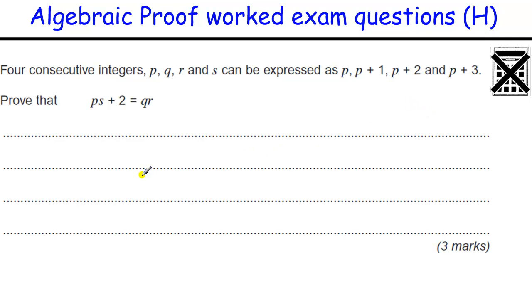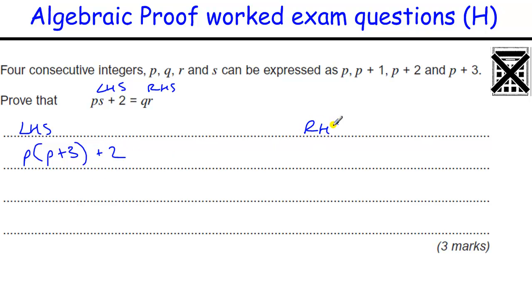4 consecutive integers, prove this. So this is our left hand side and this is our right hand side. Now this question we need to work on both sides, so if I separate them out, left hand side we've got p plus 3, because p is p and s is p plus 3, and I'm adding 2 to that.